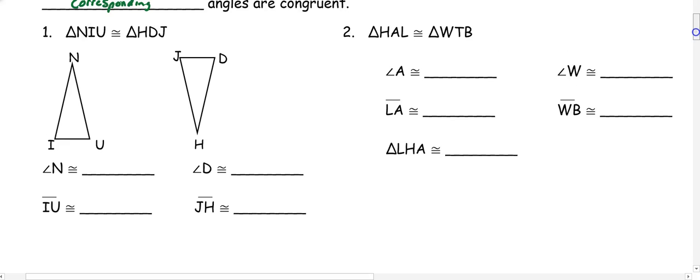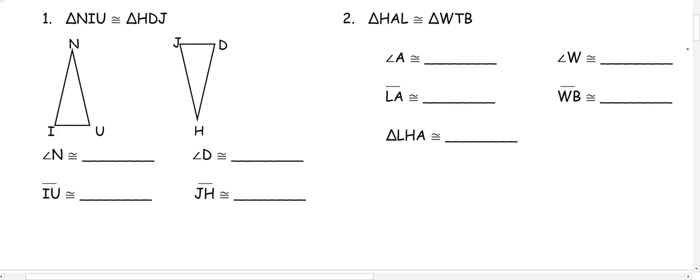So number 1, we have triangle NIU and triangle HDJ. So notice that the triangle HDJ is turned, so we need to pay attention to the letter placement in the names. So angle N is the first letter. So angle N matches up with the first letter of the other triangle, which would be angle H. Angle D is the second letter in the second triangle, so that's going to match up with angle I in the first triangle.